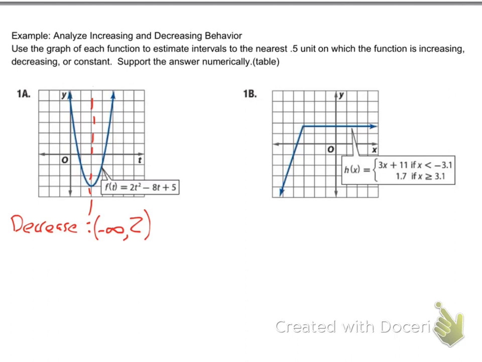Does everybody see that on the interval from negative infinity all the way to 2, so this x-axis right here, all the way far back there to here, the graph itself is decreasing.